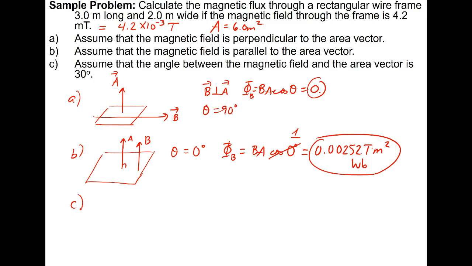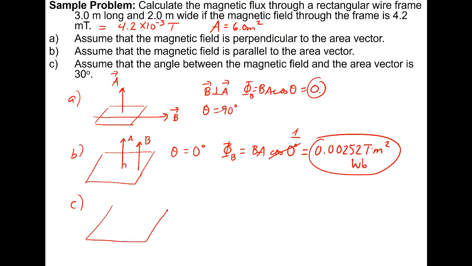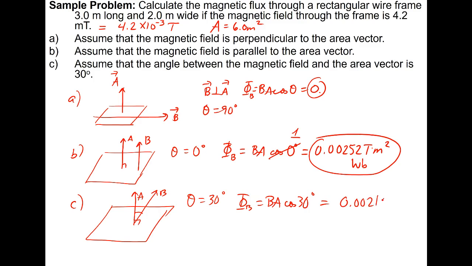And then if the angle between the field and the area vector is 30 degrees, then that just means we have an area vector like this, and we have a magnetic field like this at 30 degrees. So we just have BA cosine of 30 degrees. And if you plug and chug that out, you get 0.00218 Webers, or Tesla meter squared. So that's a pretty simple example. And we're just using the definition of magnetic flux, which is BA cosine theta.